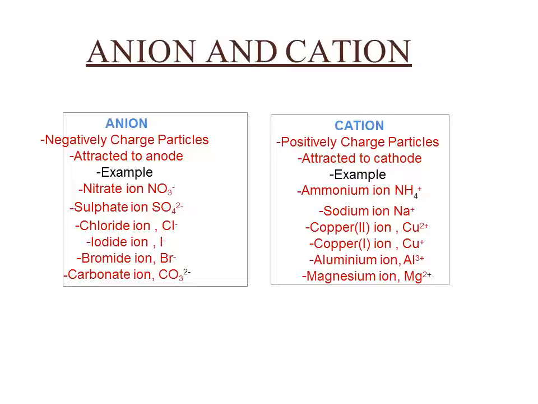are attracted to the anode. Similarly, for cations, the examples are ammonium, sodium, copper, aluminium, magnesium. So these are all positively charged particles and they are called cations and they are attracted to the cathode. Okay, so we have a differentiation or overall view of anions and cations.